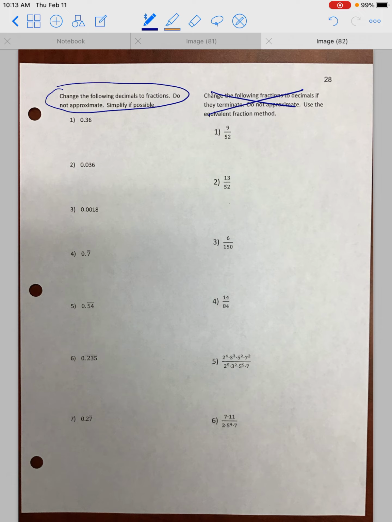So we're going to start with the first three. This is converting terminating decimals to fractions. So basically I just have to say it, and then that'll change it to a fraction. So if I read number 1, that is 36 hundredths. So that tells me how to write it as a fraction, 36 hundredths, so 36 over 100. And remember here, the number of decimal places will match the number of zeros. So 2 decimal places is 2 zeros.